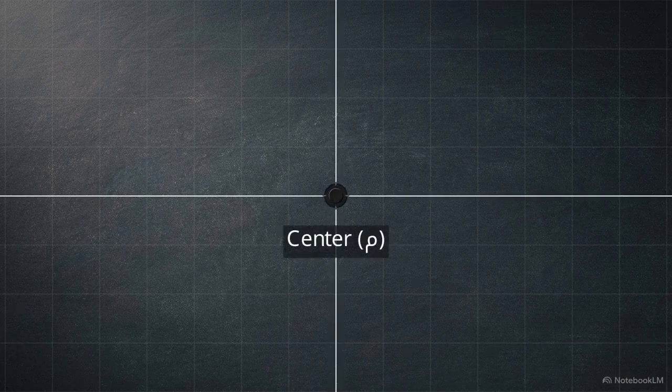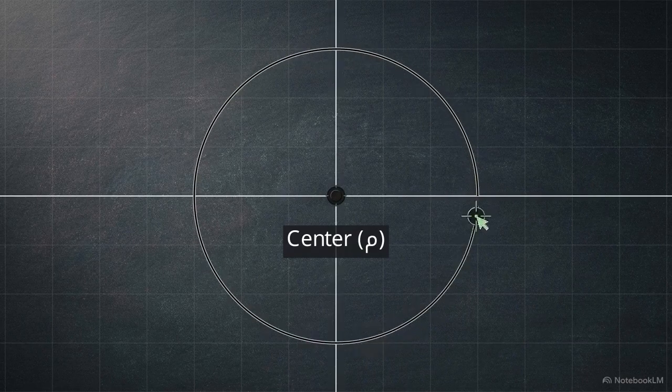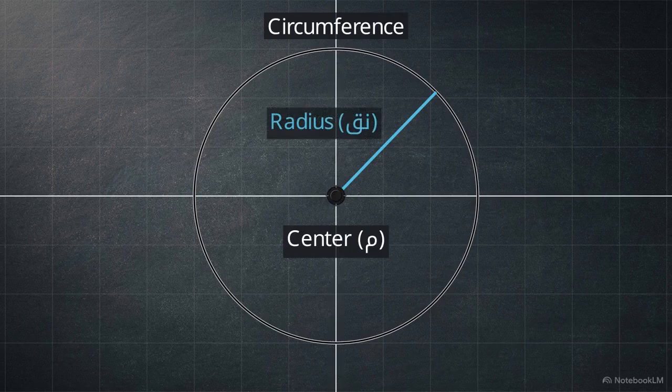Look at this digital grid. Right in the middle, we have a single dot. This is the center, the absolute anchor point from which the entire shape is generated. The continuous outer boundary that stays perfectly equidistant from that center point is the circumference. A straight line originating at the center and terminating exactly at the circumference is called the radius.